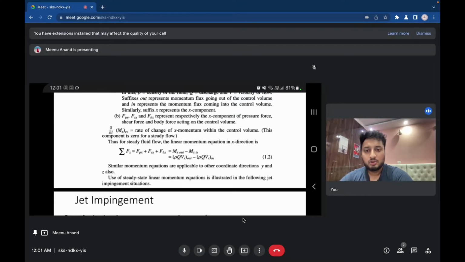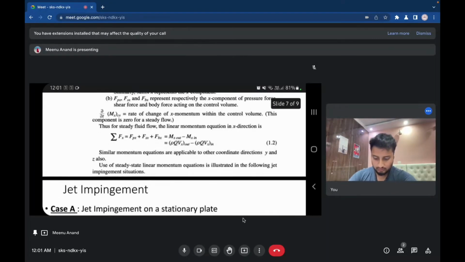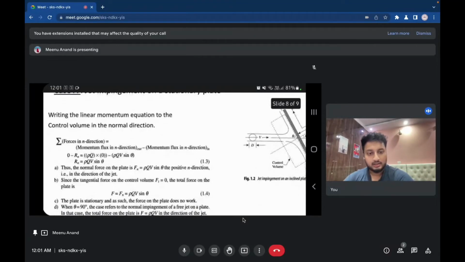Use the steady state linear momentum equation, illustrated in the following jet impingement situation. The equation that we studied in the last topic will be illustrated in the following jet impingement situation, which brings us to our topic, impingement of free jets. A total of seven jet impingement cases are discussed in the book, so we'll be looking at the first two.